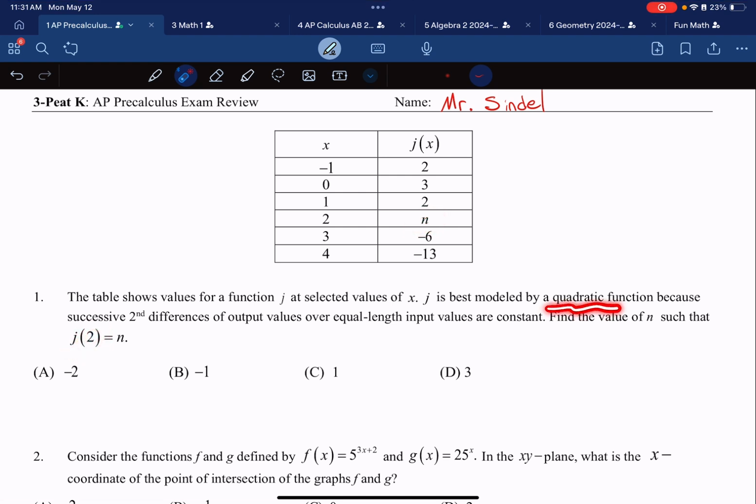Because we know we have a quadratic function, it even tells us this term. Normally, I would not expect this to be listed because it's one of those properties you're supposed to memorize, but our second differences are all the same value. They are constant. So here's what that looks like on a table.